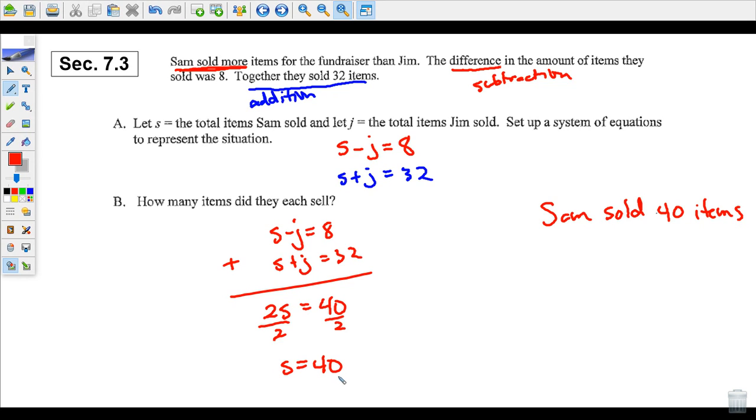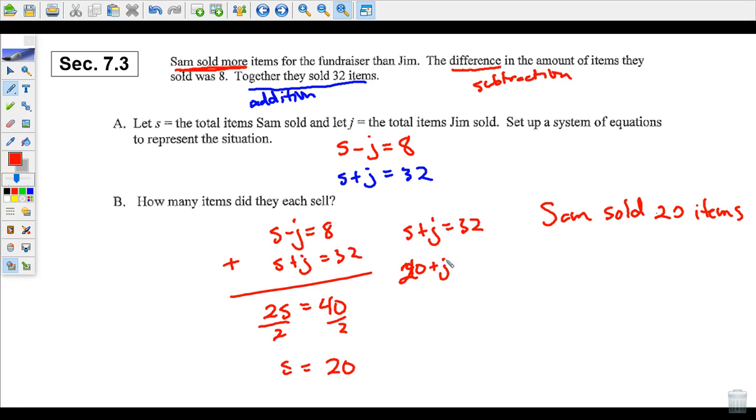And now I can use that to figure out J. So I'm going to use S plus J equals 32. I know S is 40, so 40 plus J. Sorry, not 40. That's my mistake. I divided it by 2, right? Just thinking. It doesn't make sense if they sold 32 together. Couldn't have possibly sold 40. Sam sold 20 items, right?